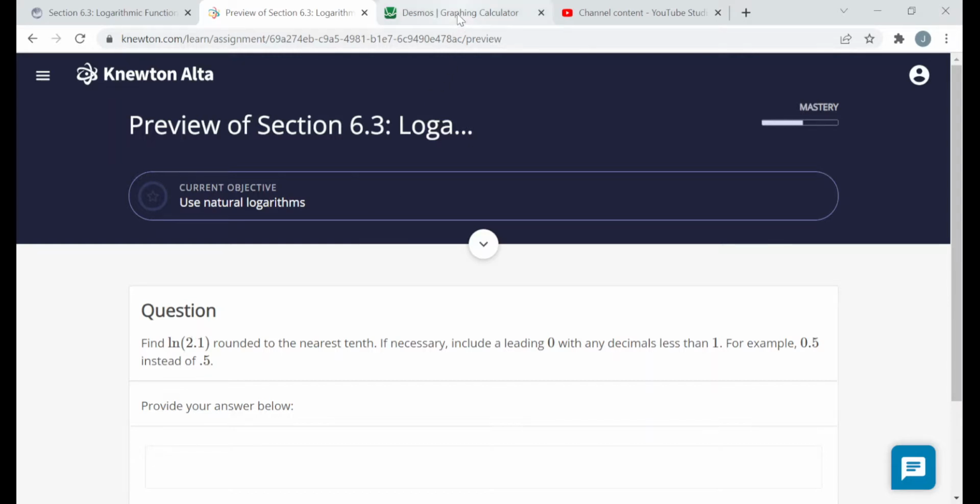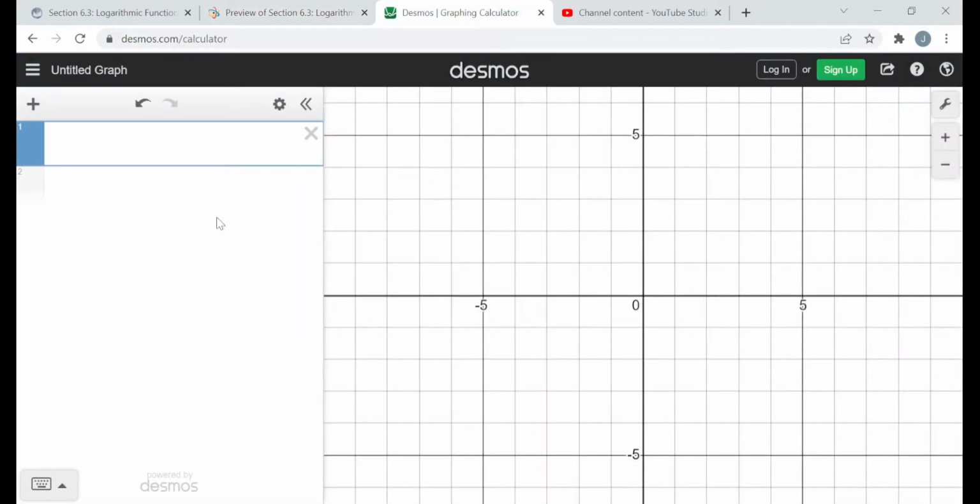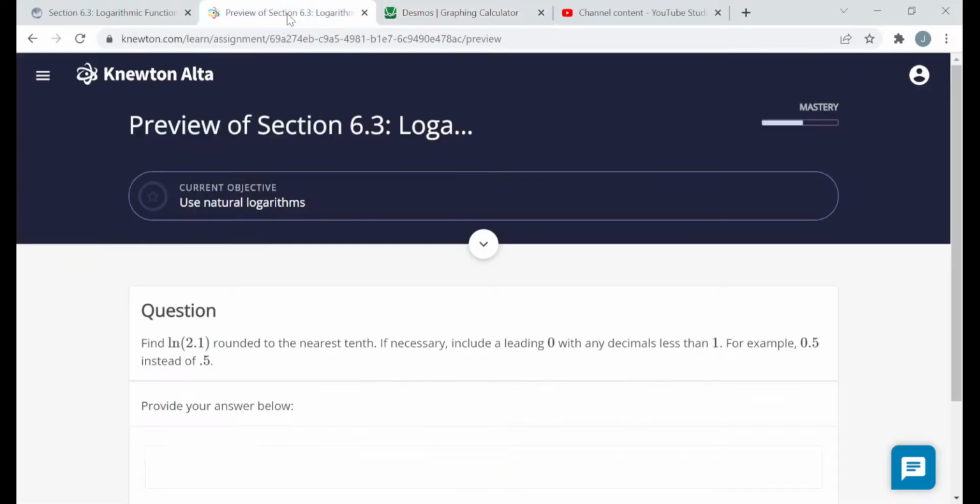I'm just going to go straight to the free online calculator, that Desmos site, and do the calculation off to the side here. ln of 2.1. That's natural log base e of 2.1. And it's 0.74, but they asked us to round to the nearest tenth, just one decimal place. So 0.7, and that's all they want.